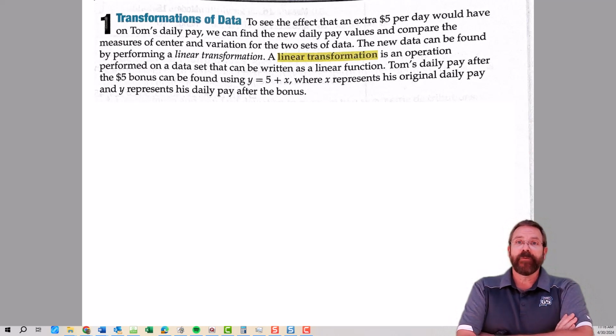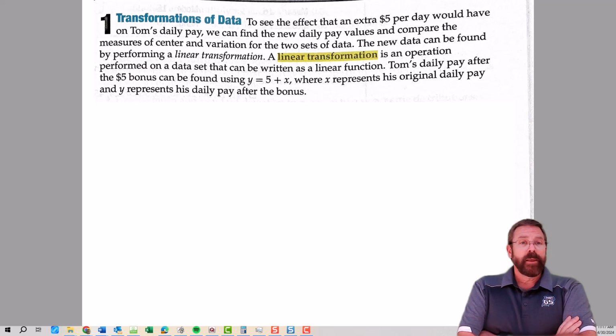To see the effect that an extra $5 per day would have on Tom's daily pay, we can find the new daily pay values and compare the measures of center and variation of the two sets of data. The new data can be found by performing a linear transformation. What is that, you ask? Well, a linear transformation is an operation performed on a data set that can be written as a linear function. Remember, linear functions graph as straight lines.